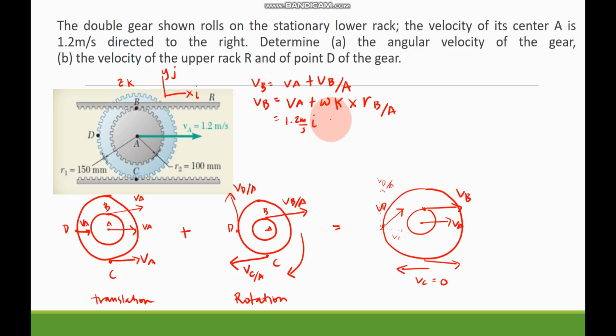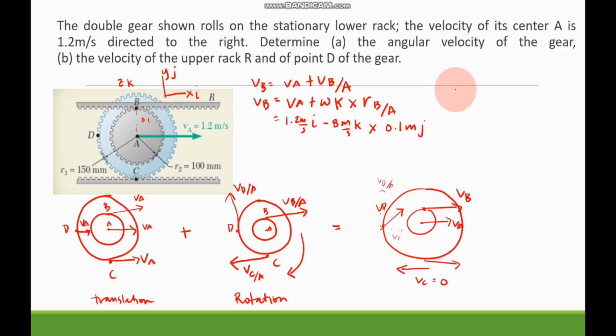Then, the angular velocity that we solved a while ago is negative 8k. Negative 8 meter per second k. And then, the position vector of B with respect to A. So, this is 0.1, the radius. And then, it lies on the y-axis. So it will be 0.1 meter J.